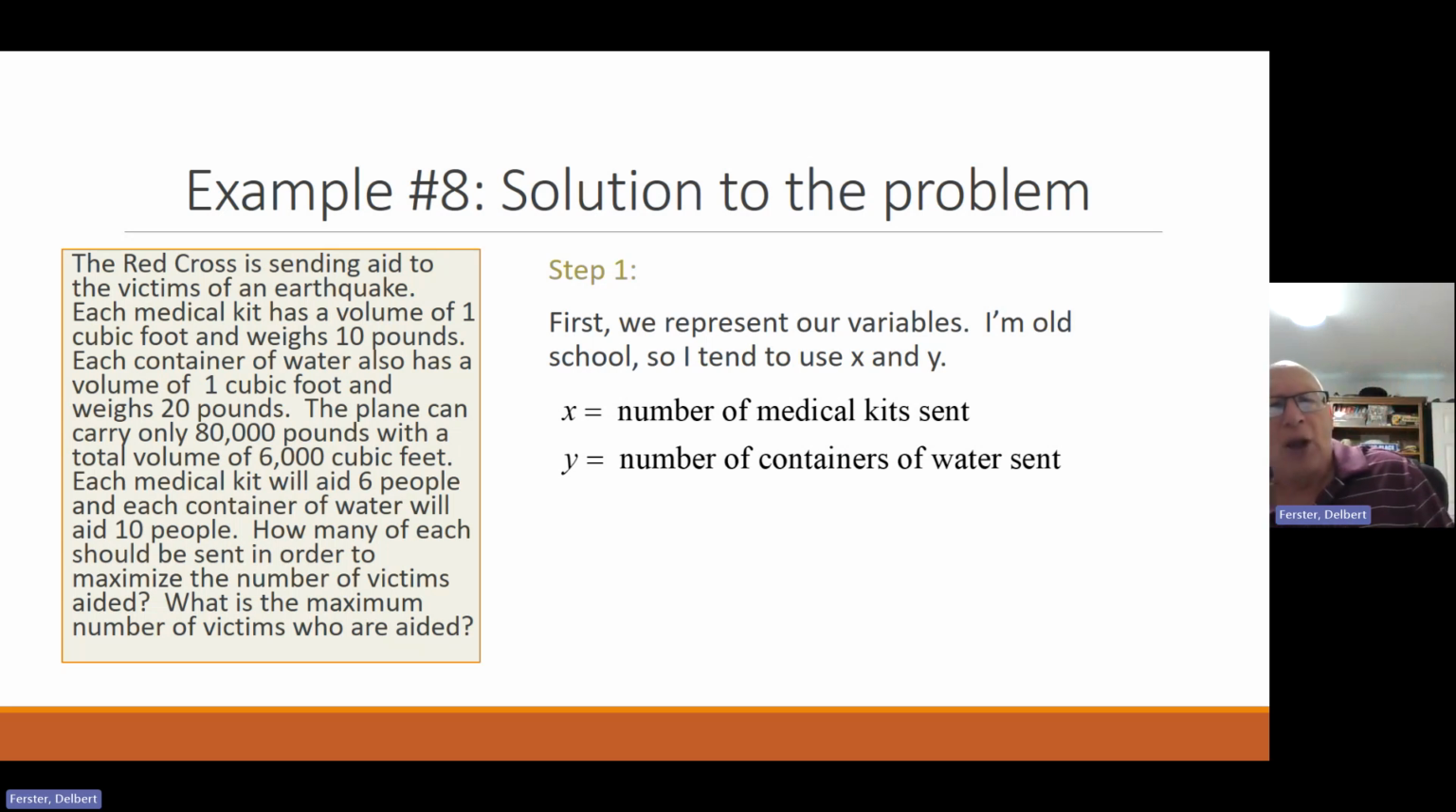As we go through these slides, the word problem is going to be showing up in the text box. Goal number 1, we've got to represent some unknowns. I'm old, I use X and Y. It doesn't matter whether X tracks the number of medical kits or whether X tracks the number of containers of water, but we have to reference which is which. So I let X be the number of medical kits we send, and then I let Y represent the number of containers of water that we send. Someone may have spun those differently, in which case their inequality set would have looked different. But that's the most important thing. What are your letters doing? Put it down there so people can follow it.